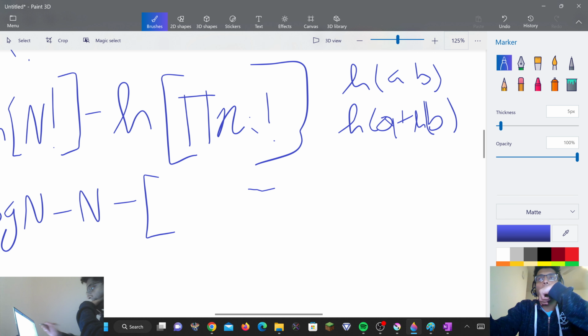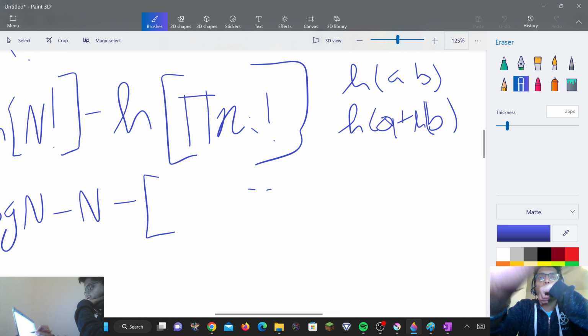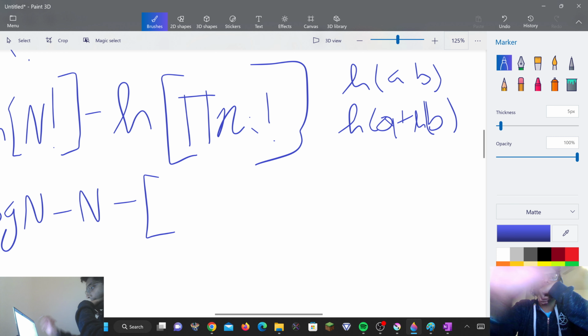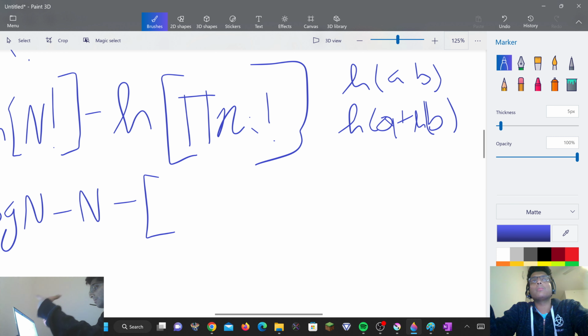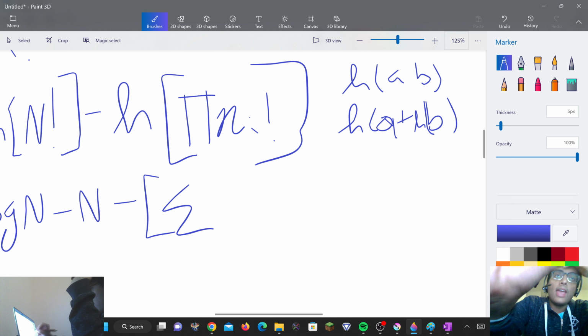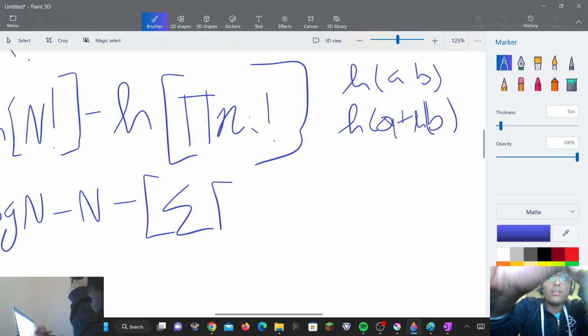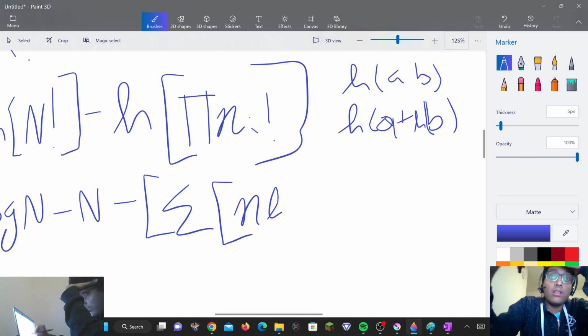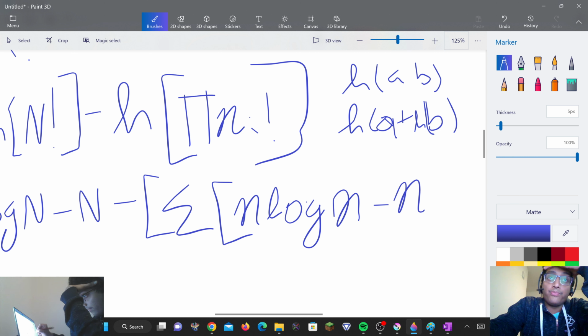So let me erase this. Here you can basically turn that multiplicative thing into a summation of ln's, right? So we're going to sum, and then we're going to apply Stirling's approximation. So we're going to say it's n_i ln n_i minus n_i. All right.